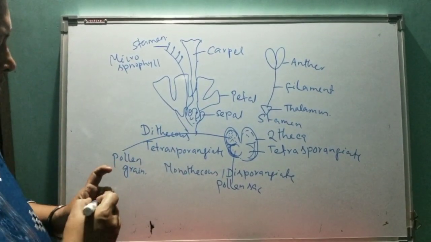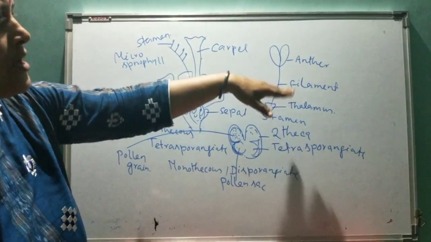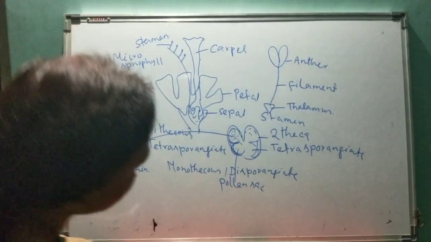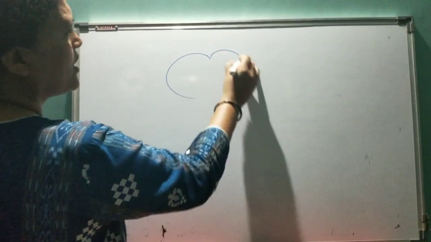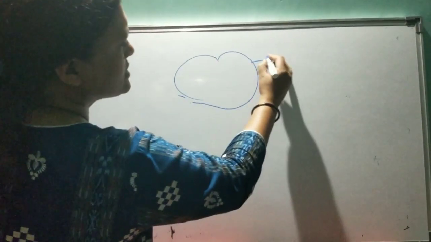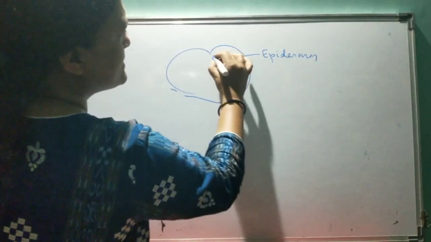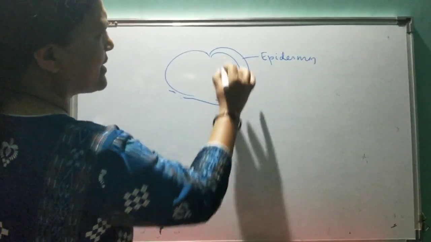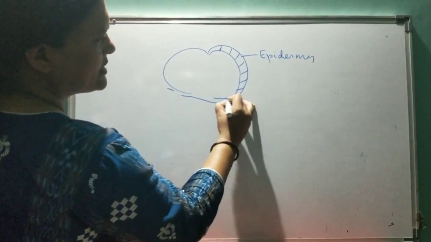Now we can study the layers of the anther, the structure of the anther. In the anther, the outermost covering is called the epidermis. It is a single, thick layer, a protective layer.